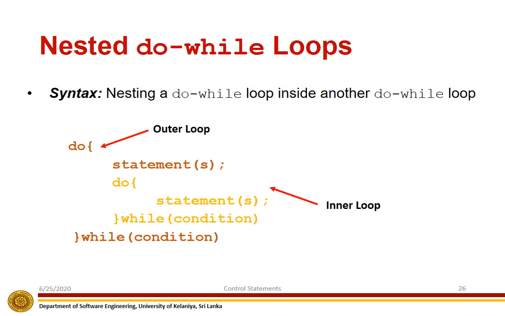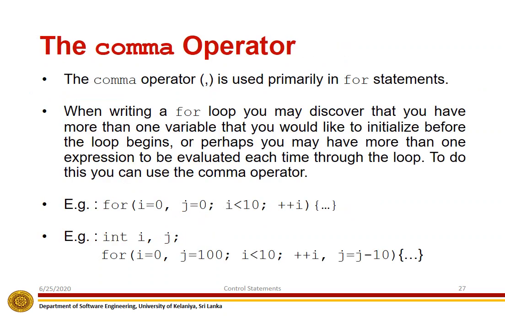We will see examples of these nested loops in the practical sessions. Now you get the idea of how to use them in C programming. We will get more ideas and more knowledge about these things in the practical classes. Then we will see about the comma operator. The comma operator is used primarily in conjunction with the for statement.